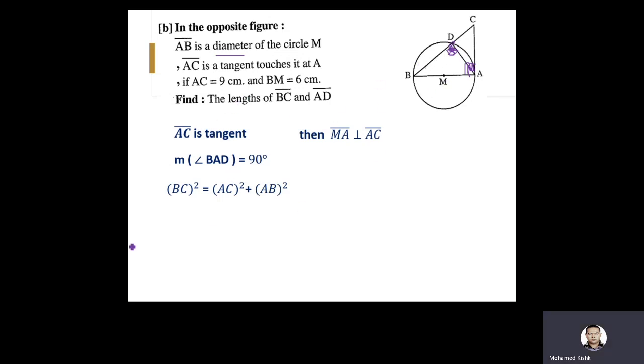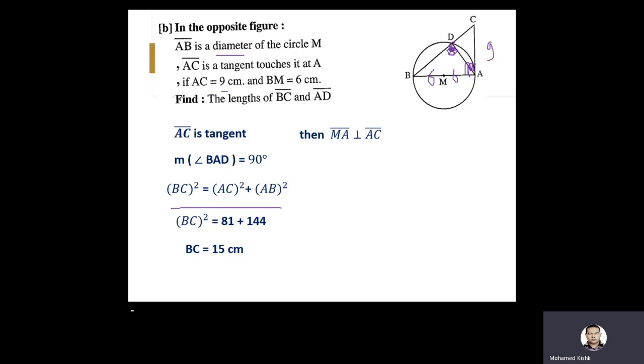Now we can use Pythagoras like this rule. BC squared equals AC, which is 9 centimeter, and BM is 6, so this will be 6. So BC squared will equal 9 squared plus 12 squared, which is 81 plus 144. So BC will be 15 centimeter by getting the square root for both.